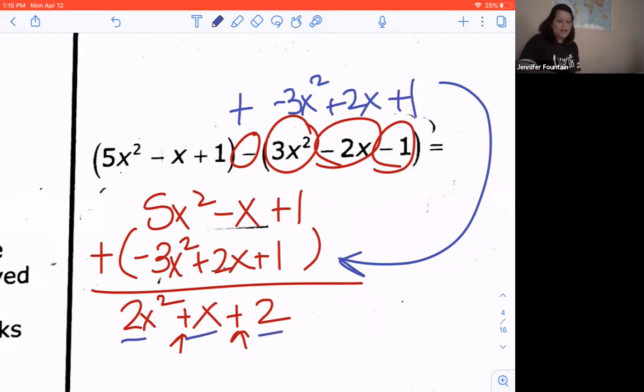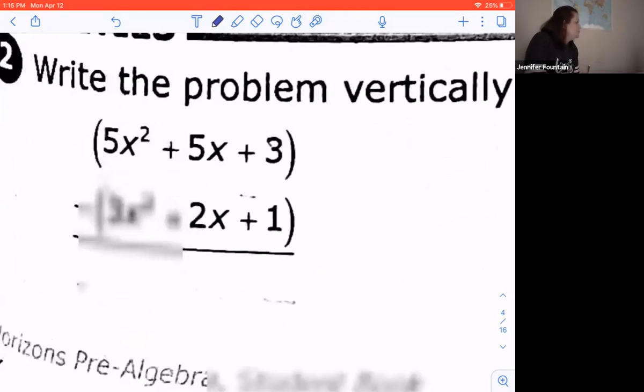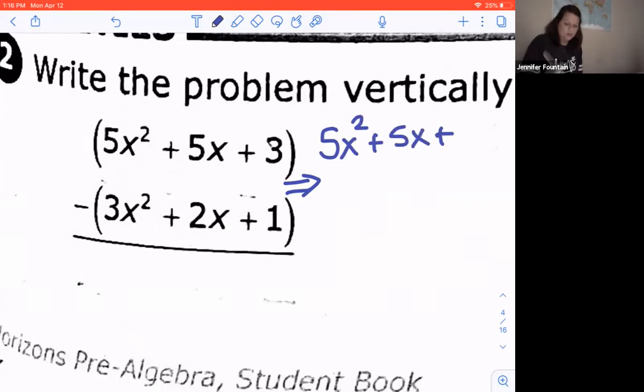Okay. So now let's go ahead and look at activities 2. Okay. So the first thing we're going to do with activities 2 is we are going to rewrite our problem as adding the opposite. So we're going to keep the first term as it is. So go ahead and rewrite 5x squared plus 5x plus 3. We're going to keep that one exactly the same. So go ahead and rewrite it. But now I'm going to change in the bottom. I'm going to make my minus sign a plus. So I'm going to bring my plus over here and I'm going to have parentheses.